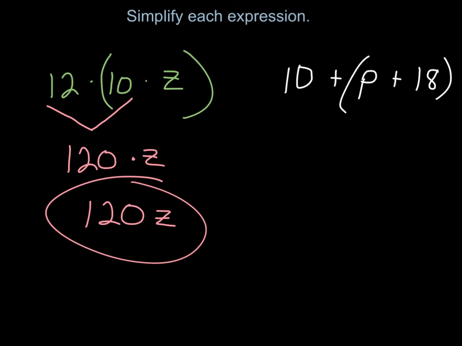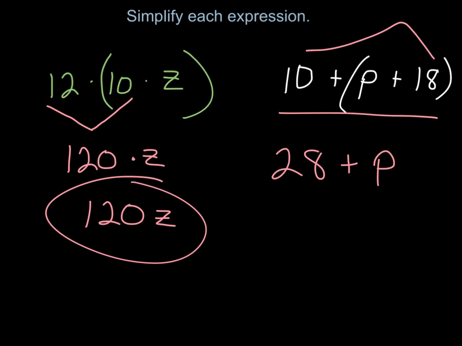In this next one, I know that I can add in any order. I could add this and this together, and that would give me 28 plus, I'm left with p. So there I've simplified it.